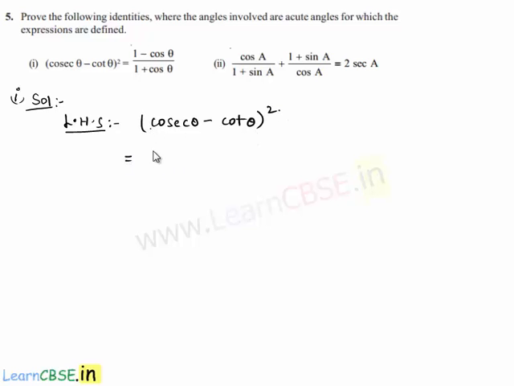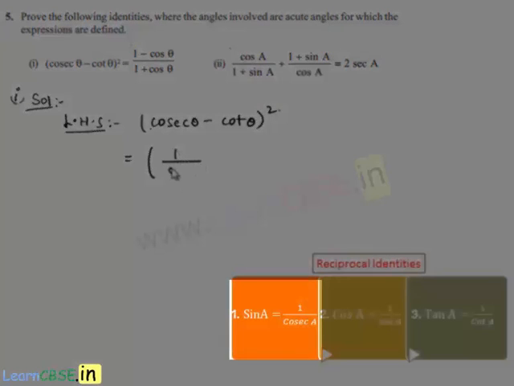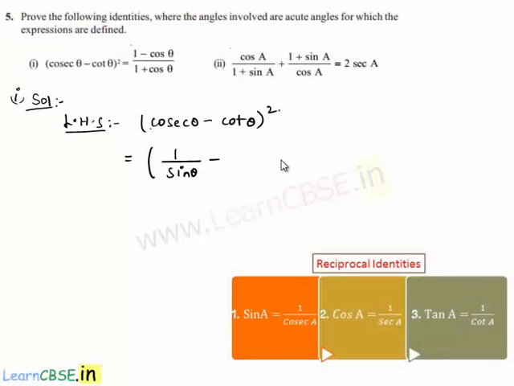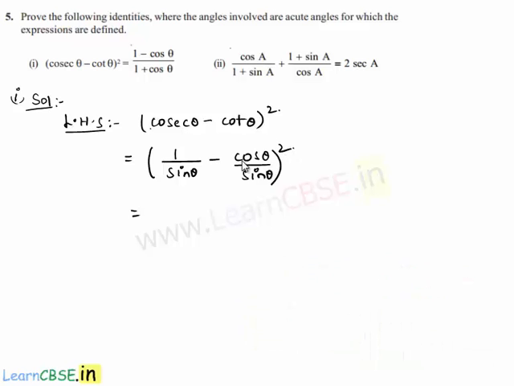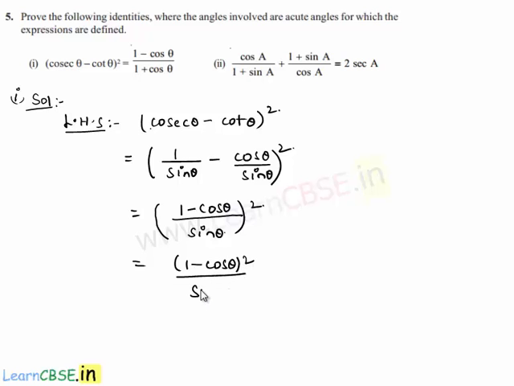So let us equate it to, cosecant theta can be written as 1 by sin theta minus cot theta can be written as cos theta by sin theta, and here whole square remains same, that is equal to, in the bracket let us take sin theta as LCM as it is common denominator, then the numerator becomes 1 minus cos theta and its whole square, which is equal to 1 minus cos theta whole square divided by sin square theta.